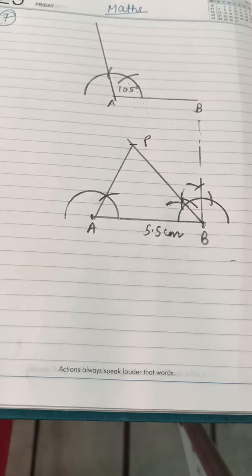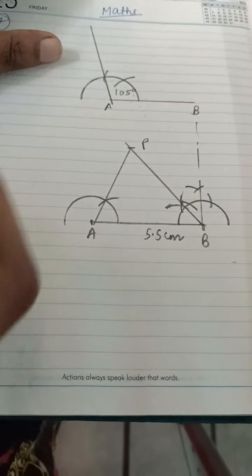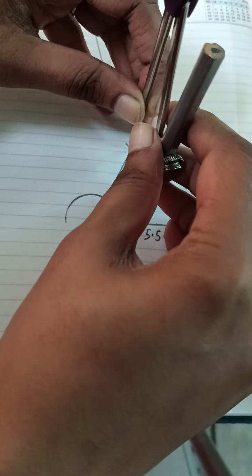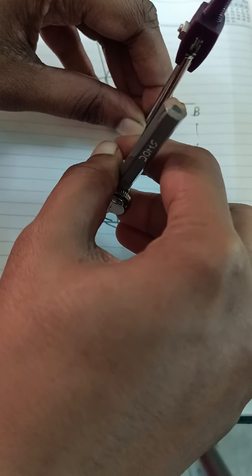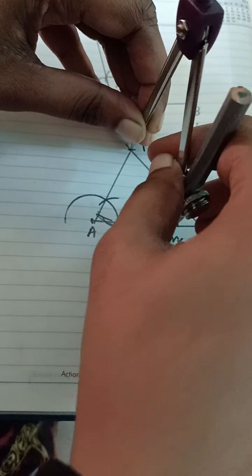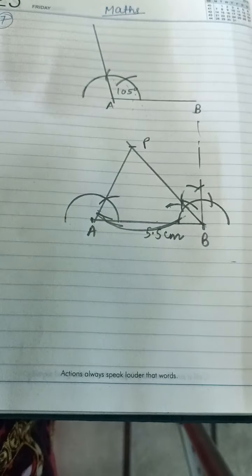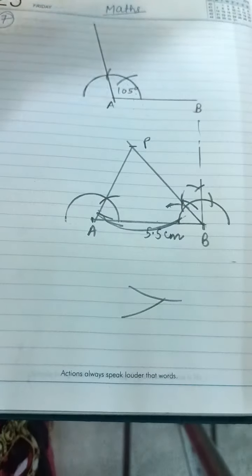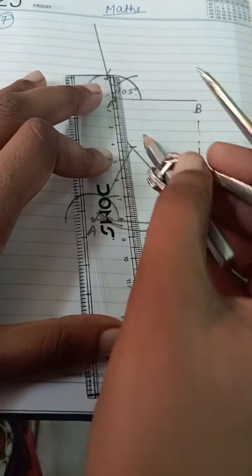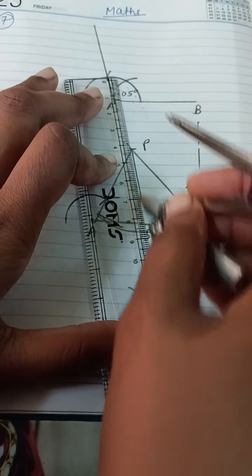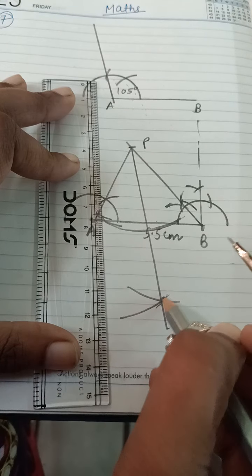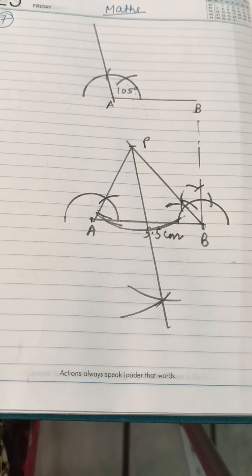Now we have to draw a perpendicular from point P. From point P, draw an arc here, like this. Now from these 2 points, draw 2 arcs. These will meet at a point. Now pass a line through point P and this point of intersection of these arcs. Now this is the perpendicular.